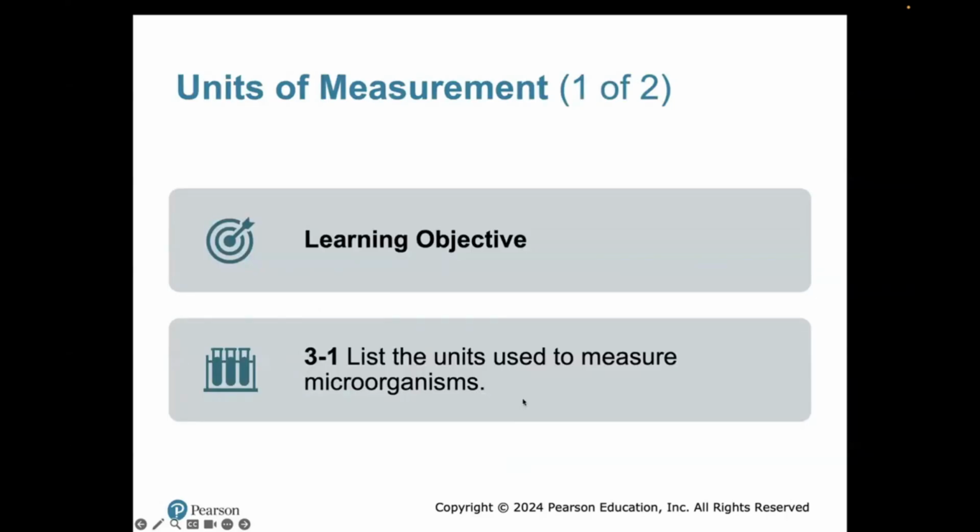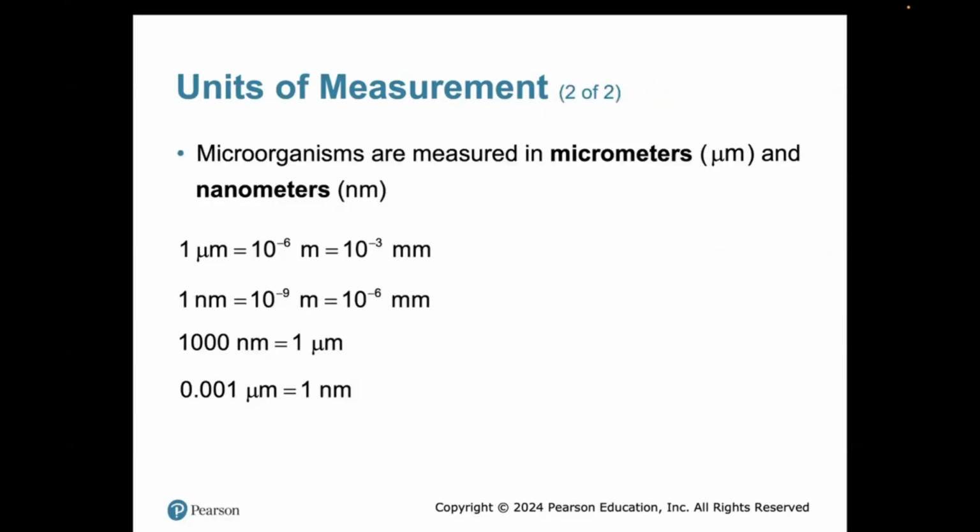So one of the first things we're going to be doing is talking about units of measurement, right? This should be a review for you guys. We're going to list the units that we use to measure microorganisms. So we know about the metric system, and the metric system is what's primarily used across the world. I've told you guys before that here in the US and 2 other countries, they use the imperial system.